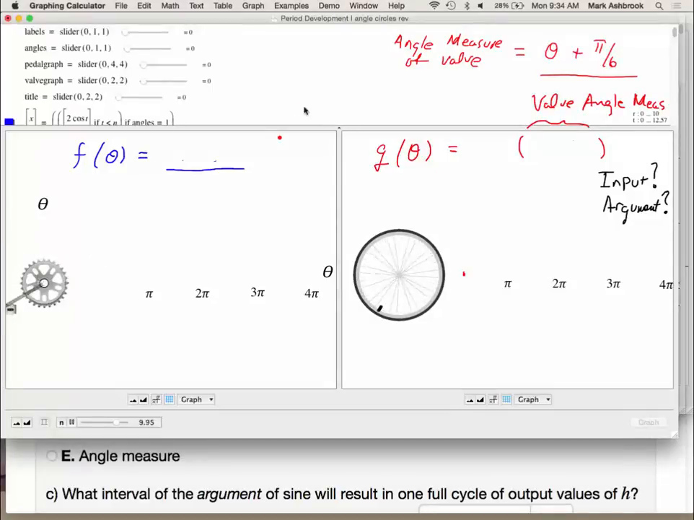What would it be? Cosine of theta. And now we want to also track the horizontal position of the tire valve. So it's also going to be cosine. And if it's the horizontal position of the tire valve, then cosine of what? Whatever angle measure for the tire valve, right? So if we want the horizontal position of the tire valve, we're going to input into cosine the angle measure of the tire valve.